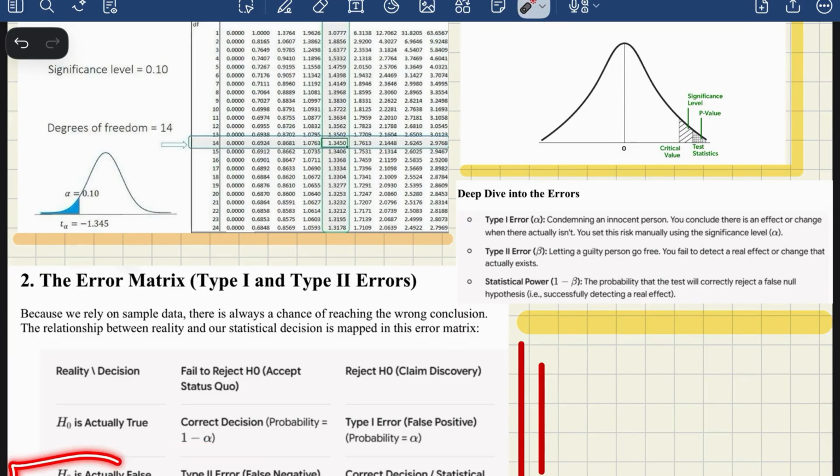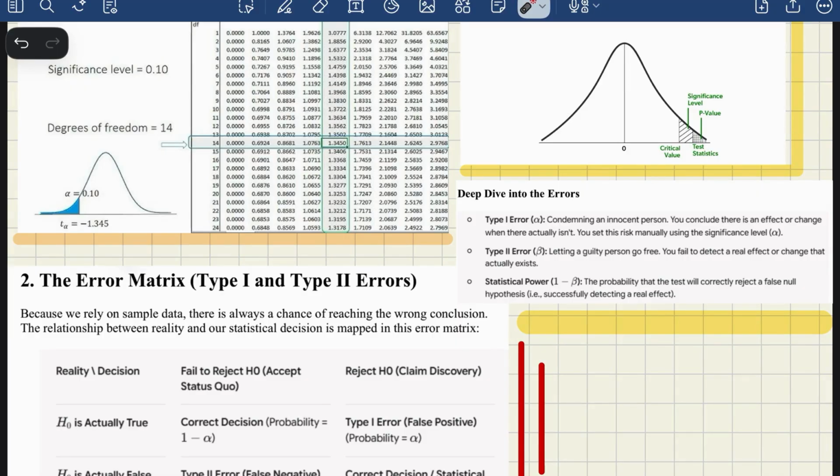But what happens if the null hypothesis is actually false and you fail to reject the null hypothesis? Then you create the type 2 error, called a false negative. Actually it was false and you said no, it's true. This is equivalent to letting a guilty person go free. The crime was committed, H1 is true, H0 is false. But the evidence wasn't strong enough, so the court let them walk out. Let that guilty person go.